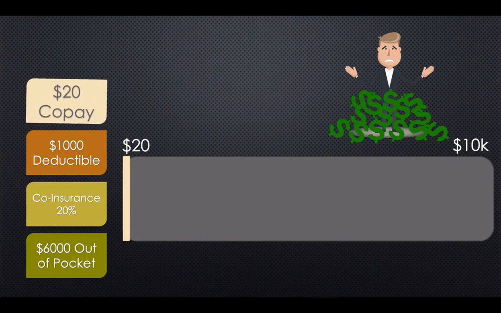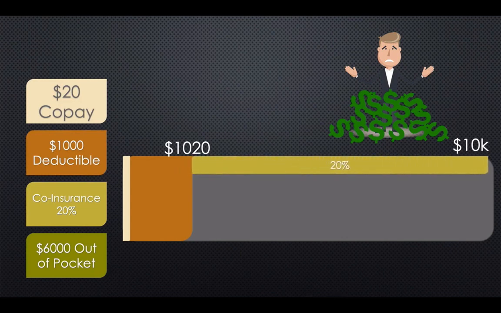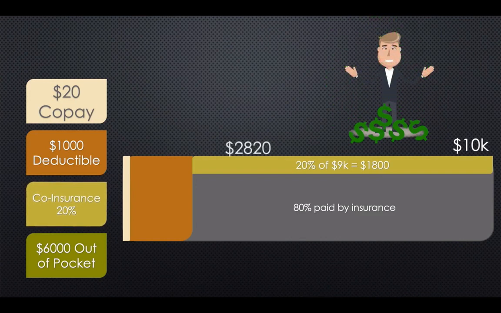Next, you would be responsible to pay the deductible, $1,000. Remember, copays do not typically count towards a deductible, so now there is a remaining $9,000 from that visit, and you will take coinsurance into account. The coinsurance for this plan is 20%, so 20% of the remaining $9,000 bill would be $1,800 that will be owed to the provider. Now you have paid a total of $2,820 out of pocket.